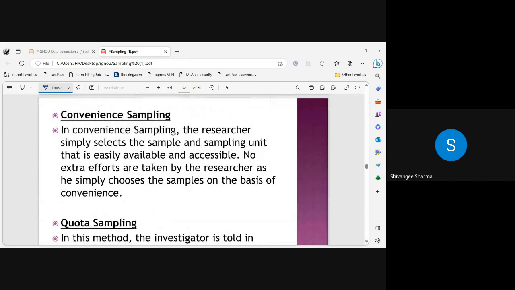The very first example of this type of sampling is convenience sampling. The researcher simply selects the sample or sampling unit that is easily available and accessible. If you are analyzing investment behavior and you choose Lucknow as the area of research for your study and you reside in Lucknow also, then that will be your convenience sampling. Okay, you are analyzing the results based on convenience. You are drawing samples on the basis of convenience.